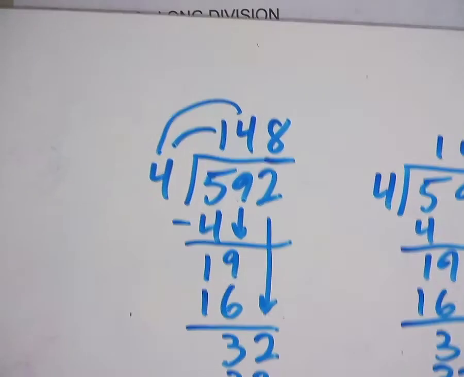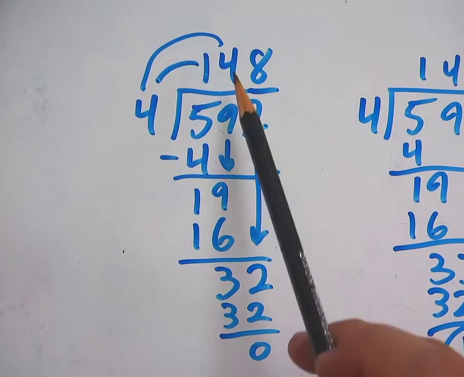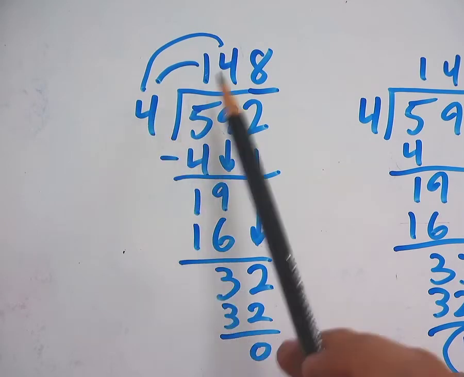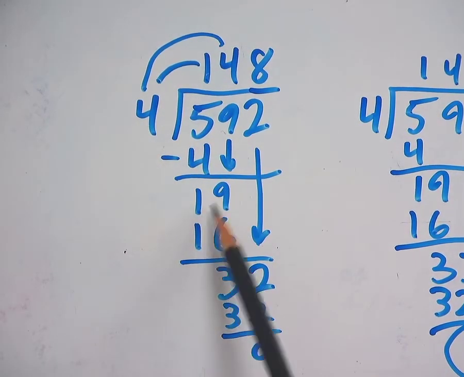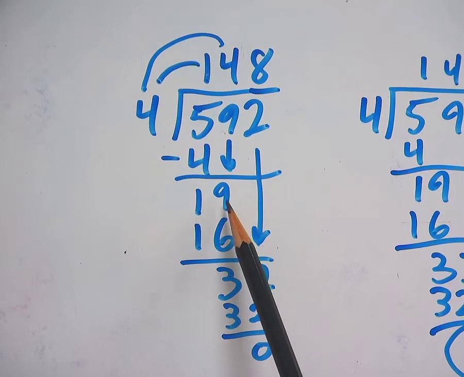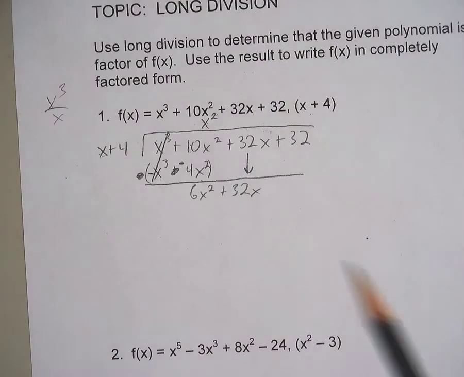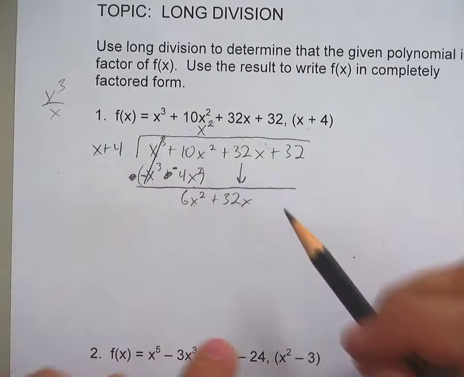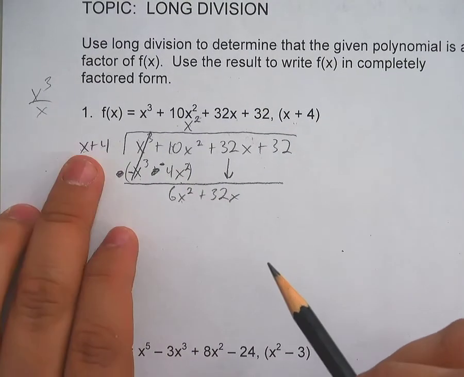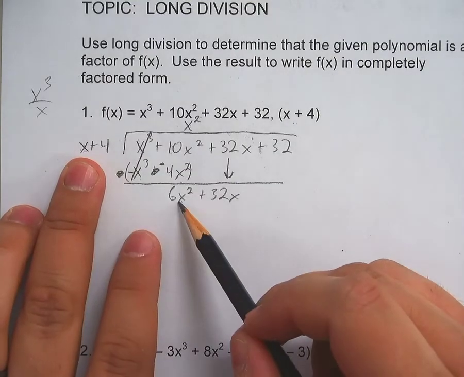Just like we did right here, right? 4 times 4, or excuse me, 1 times 4 is 4. You subtract it, you get 1, bring down your 9. Now how many times does 4 go into 19? So how many times will x go into 6x squared? In other words, what do I have to multiply x by to make it 6x squared?